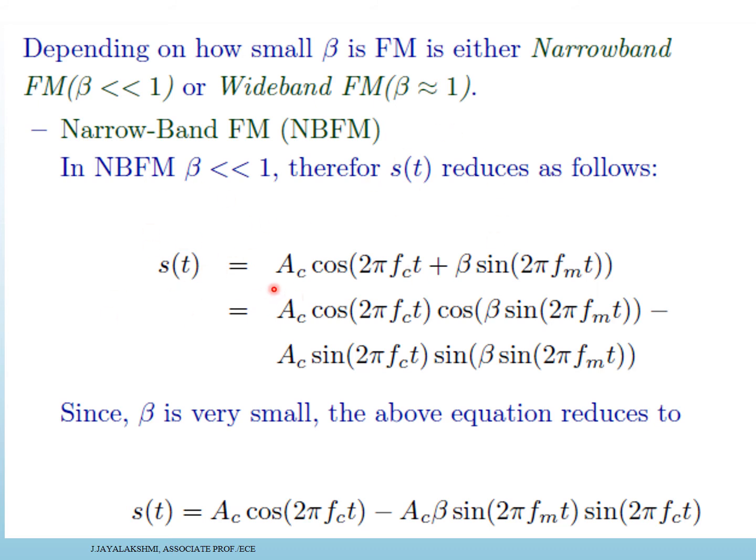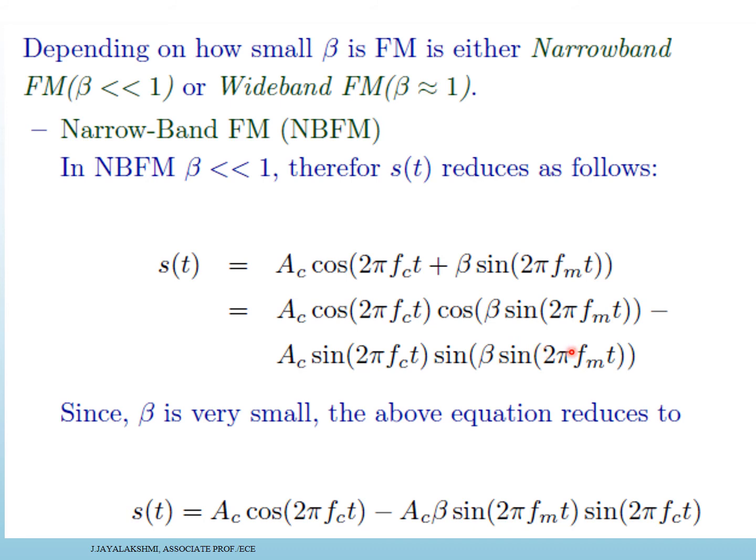We know previously we got the FM signal as Ac cos of, in place of omega c t, 2 pi fc t plus beta times sine of 2 pi fm t, where fm is the modulating signal frequency, fc is the carrier signal frequency, and Ac is the carrier amplitude.